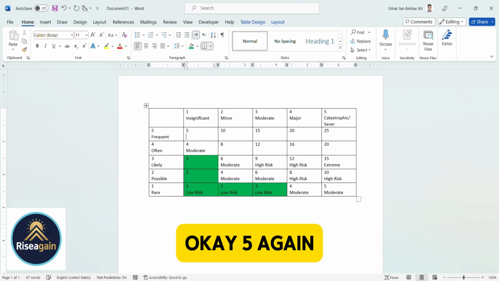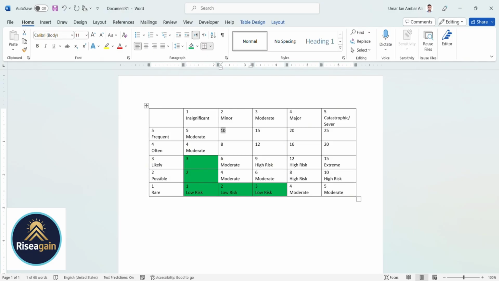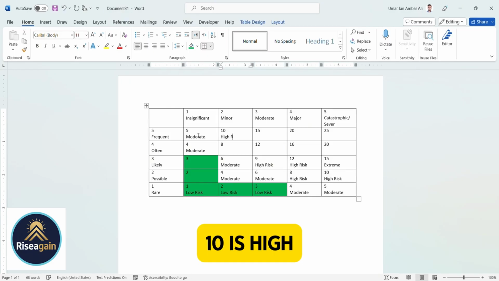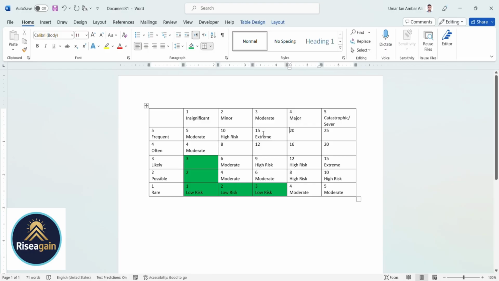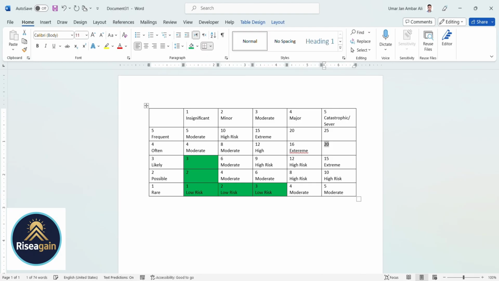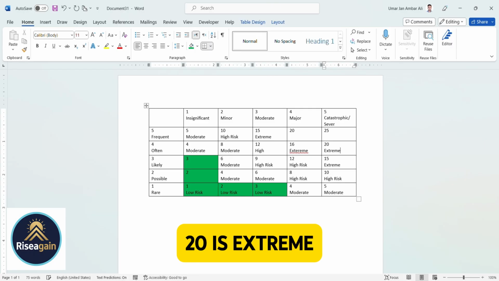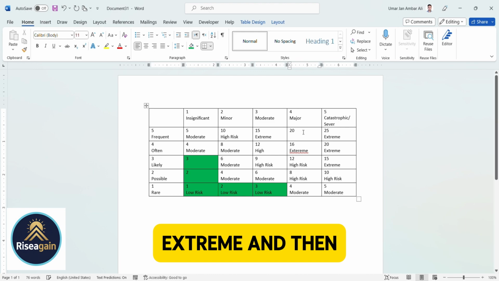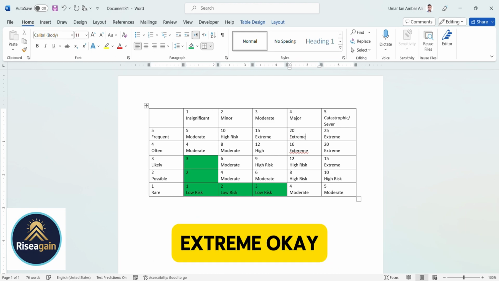Okay, 5 again here is moderate. 10 is high risk. 15 is extreme. 8 is moderate. 12 is high. 16 is extreme. 20 is extreme. 25 is also extreme, and then 20 is also extreme.